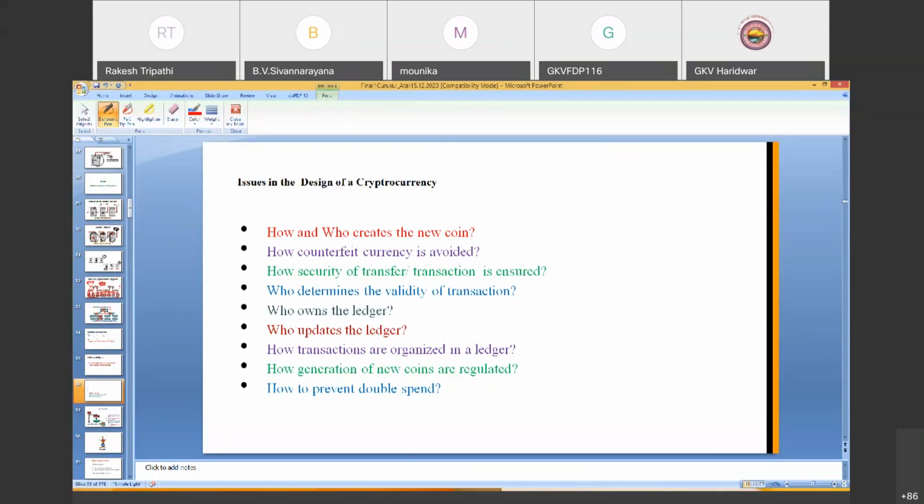In our cryptocurrency, we have to decide how and who creates the new coin and how we take care of counterfeit currency. Okay. And once a transaction is taking place, how we ensure that it is secure. And who owns the ledger, who updates the ledger. Okay. How transactions are organized in the ledger and how we prevent double spend. These things we have to take care of in a cryptocurrency.